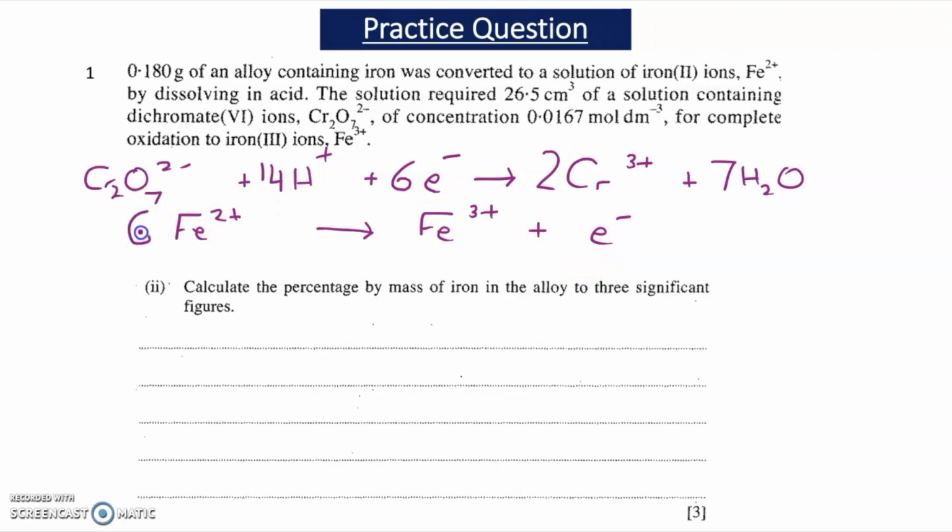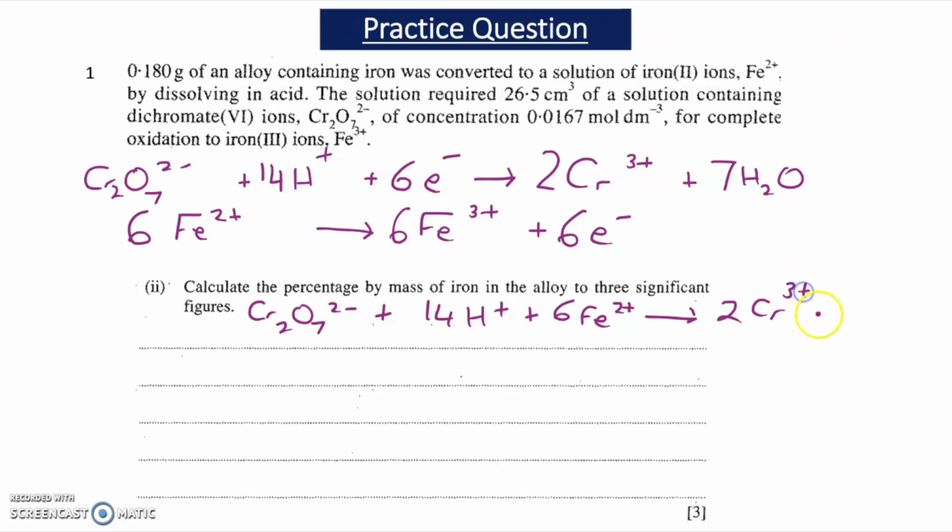Now, to combine the half equations to write an overall equation, I need the same number of electrons in both equations. That's why we're multiplying the bottom equation here by 6. Once I've done that, all I have to do is add the two equations together and the electrons will cancel out. So the overall equation is Cr2O7 2- plus 14H+ plus 6Fe2+ goes to 2Cr3+ plus 7H2O plus 6Fe3+.